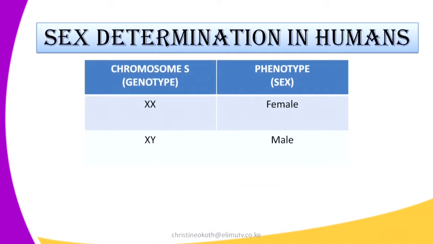So looking at the chromosome, the genotype and the phenotype. The genotype, we've said, is the genetic makeup, and the phenotype is the physical appearance. If you have two similar chromosomes, that is the X and the X, it means that you are a female. If you have the X and the Y, it means you are a male. So these are the only two genotypes which are found in human beings. XX denotes that you are a female, and XY denotes that you are a male. You cannot be in between.